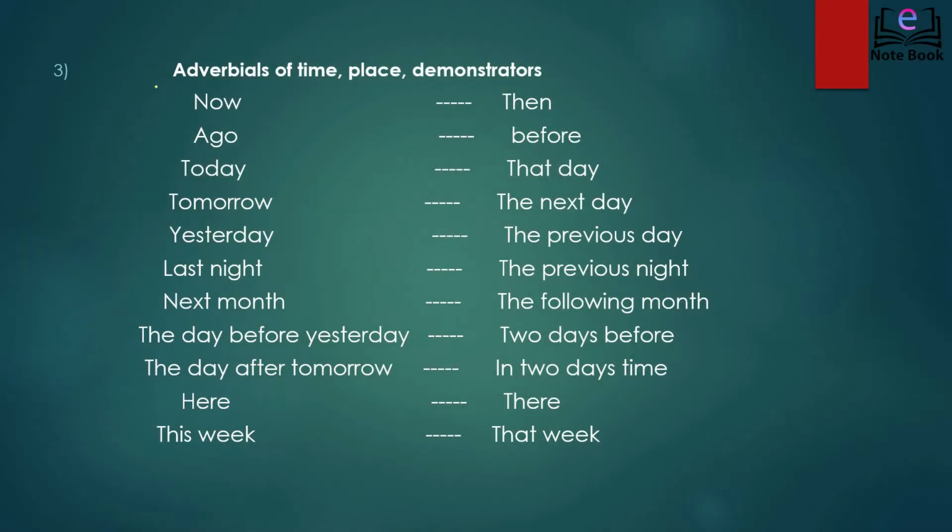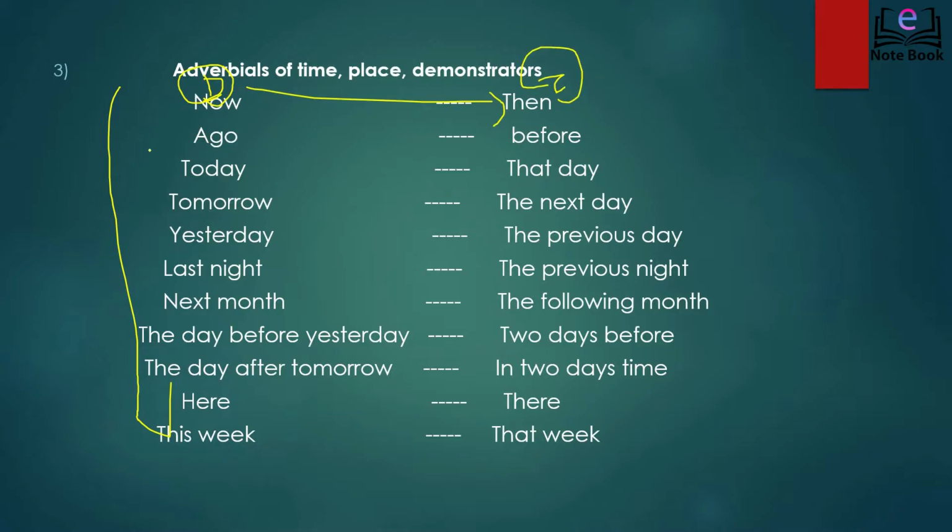Next, please take a note of these words which are used in direct form. They are to be changed to these forms in indirect speech. So, now becomes then, ago becomes before, today becomes that day, tomorrow becomes the next day, yesterday becomes the previous day, last night becomes the previous night, next month becomes the following month, the day before yesterday becomes 2 days before, the day after tomorrow becomes in 2 days time, here becomes there, this week becomes that week.